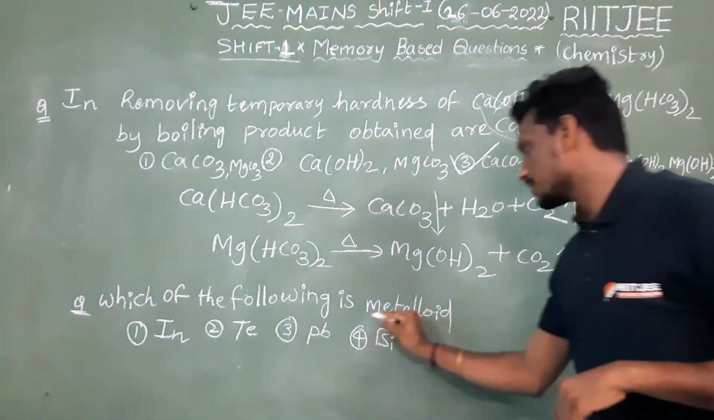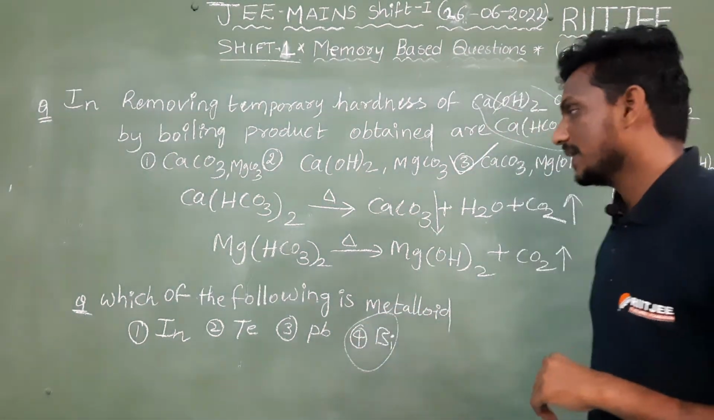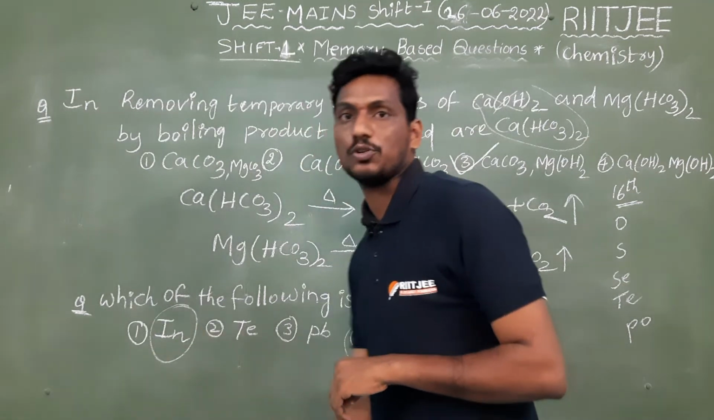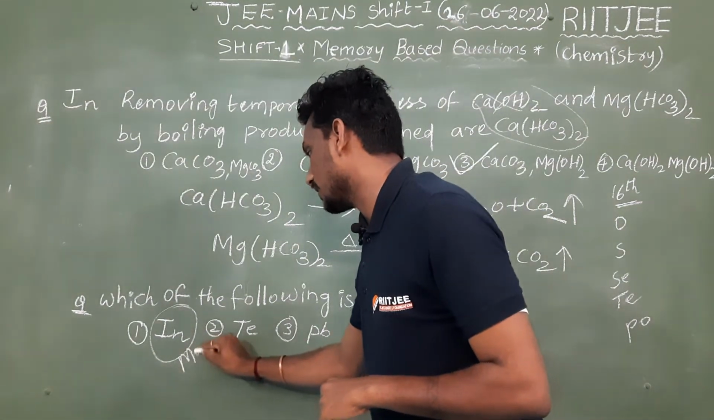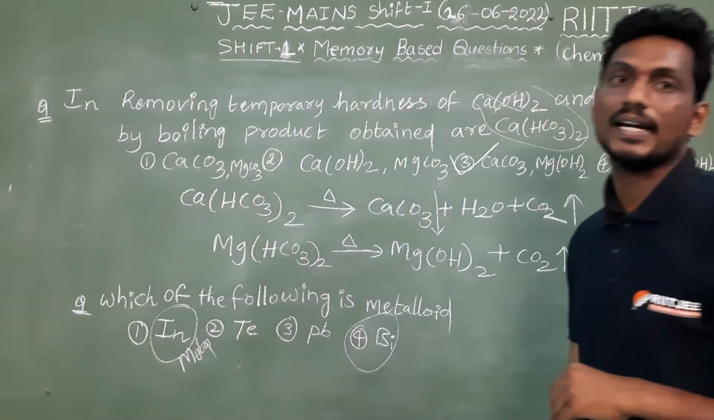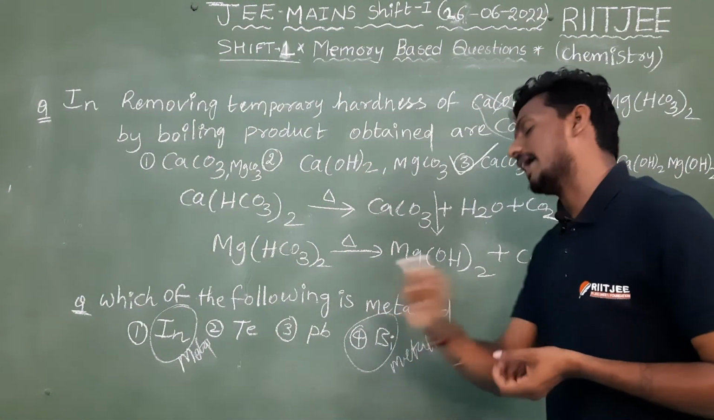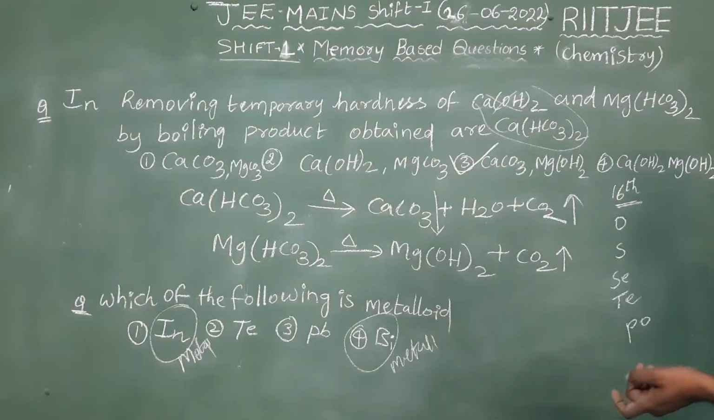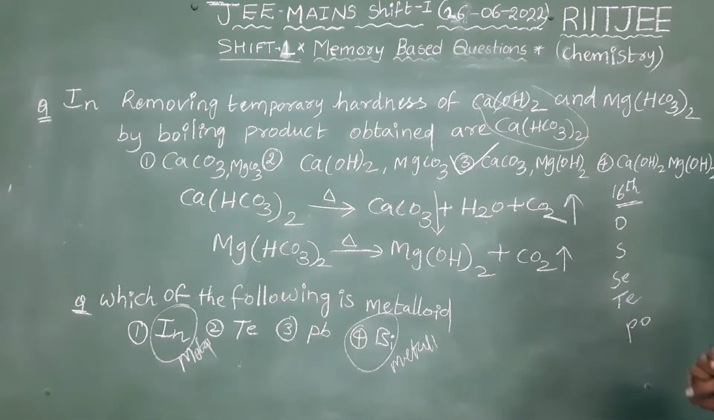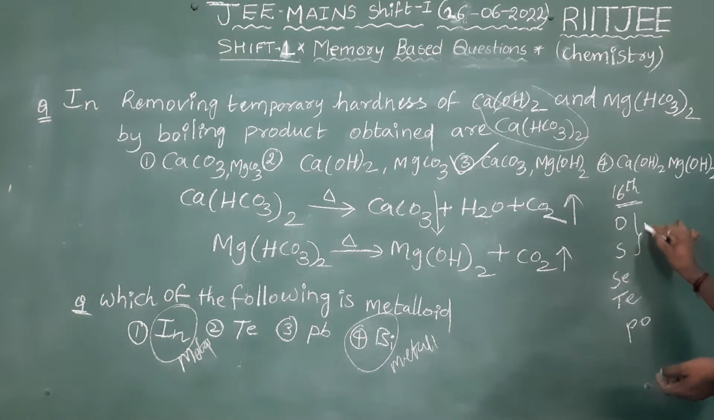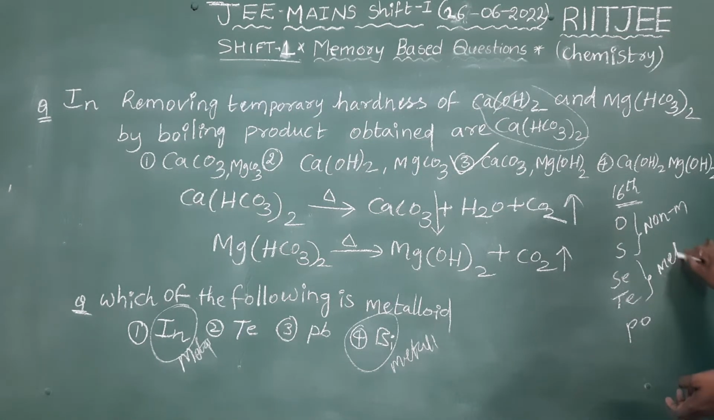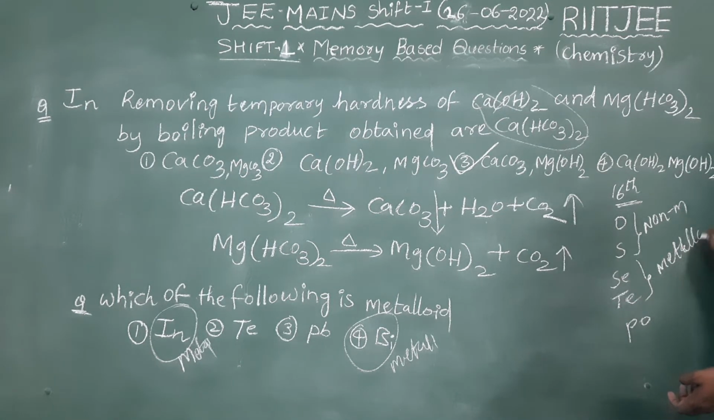Bismuth belongs to the 15th group, and indium belongs to the 13th group element. So indium is a metal. From top to bottom metal character increases, it is a metal. Bismuth is also a metal. He is asking for the metalloid, so this is also a metal. And what is the metalloid? See, in the 16th group, oxygen and sulfur act as non-metals, selenium and tellurium act as metalloids, and polonium acts as a metal.